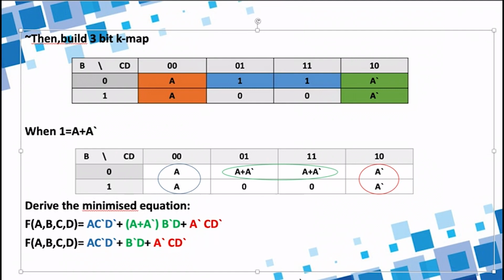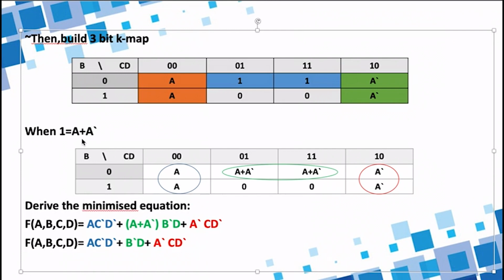Okay, after we have finished the truth table, then we can draw a 3-bit K-map to get the equation. From this K-map, we can see that B shows the rows, and C and D show the columns. Then we can input the EVM from the truth table into this K-map. According to the sequence, starting from 0, 0, 0, we can input A, 1, A bar, 1, and then A, 0, A bar, and lastly 0.